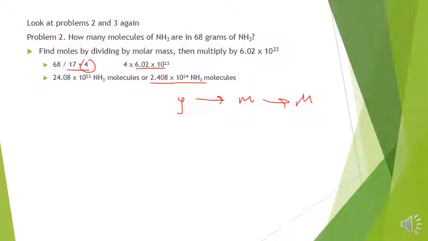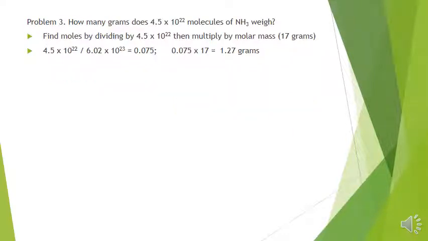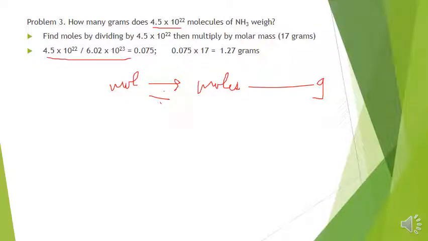All right, for problem 3, the one where I started with molecules and had to figure out how much it weighs, I'm going to go from molecules to moles to grams. So I divide by 6.02 times 10 to the 23rd, and I get how many moles I have. Then I multiply that by the molar mass, and I get 1.27 grams.